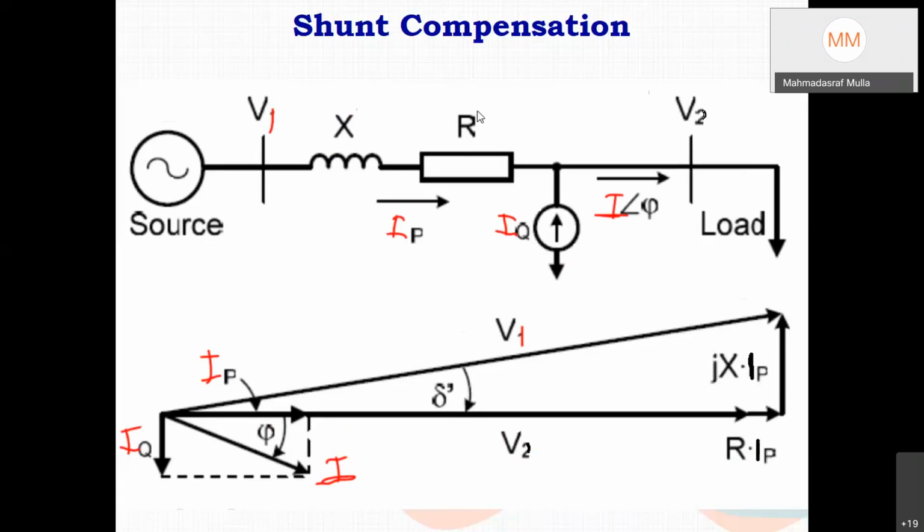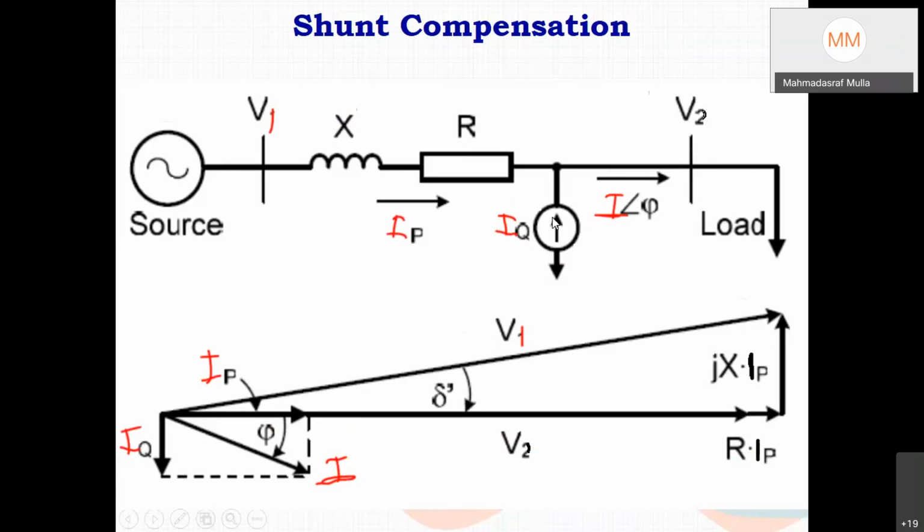So what is the physical meaning? The current supplied by this will always make a 90-degree angle to voltage V2. So that is a reactive energy. Now that current can be lagging or leading, but the phase angle between voltage and current will always be 90 degrees. Okay.